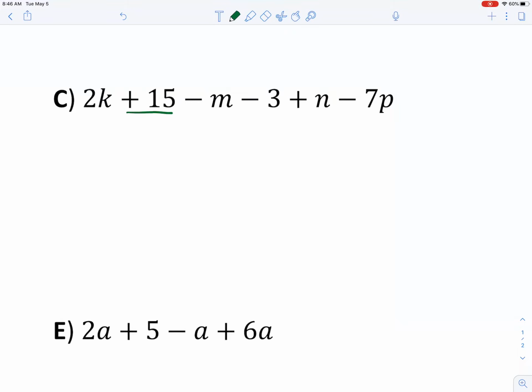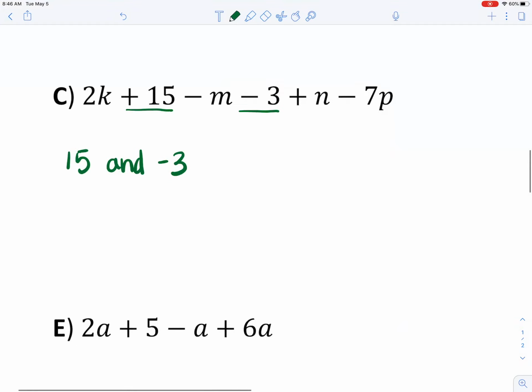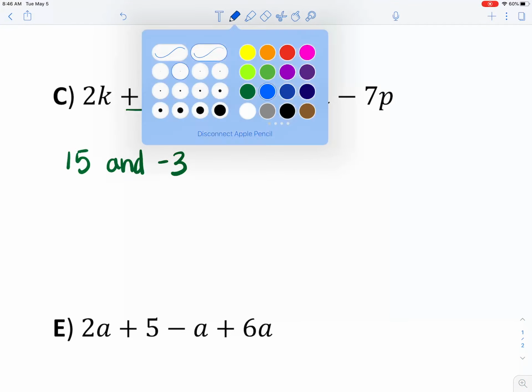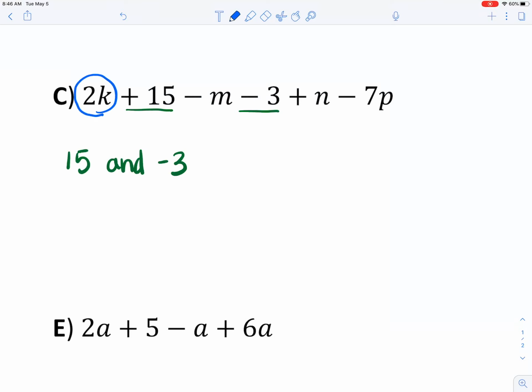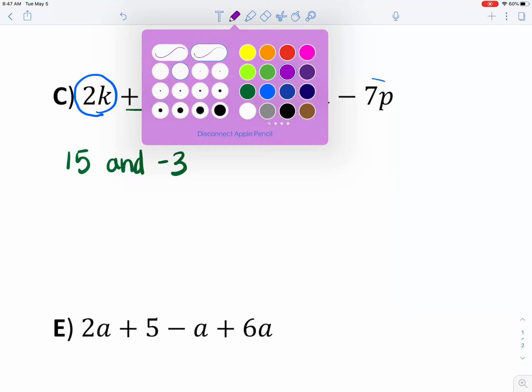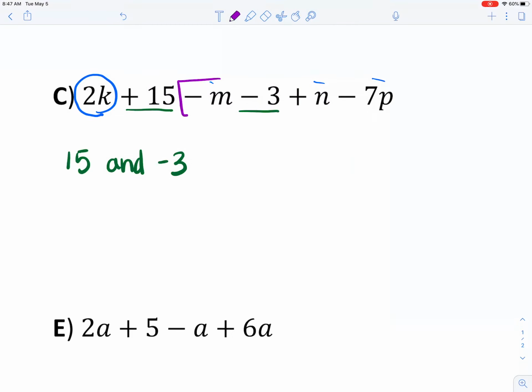All right, looking at letter C. Okay, I'm going to go through and underline the plain numbers, the constants. So we've got plus 15, we've got a negative 3, and those are the only two. So I'm going to write them down. 15 and negative 3. Now I know that it's positive 15 because there's a plus in front of the 15. All right, I'll circle the ones that have the k in them. So this one doesn't have a k. This one doesn't have a k. This one doesn't have a k. So we're done with that.